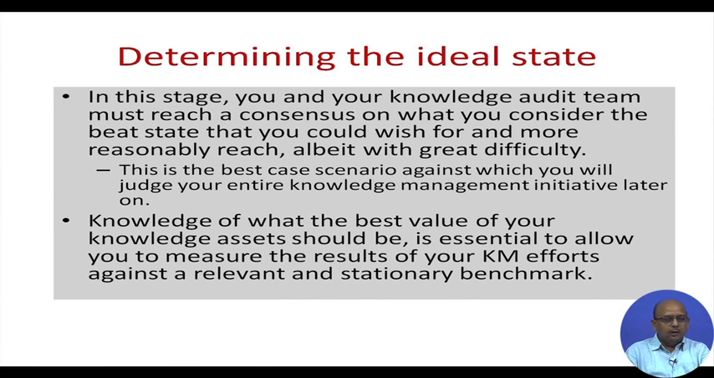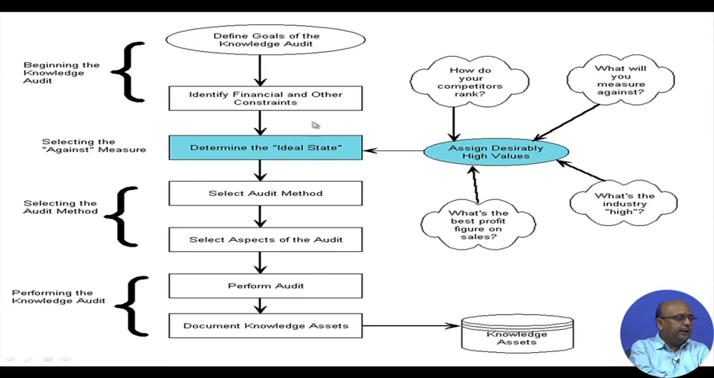Okay. So, the knowledge asset that is available with you, how are you going to create value out of it, and how are you going to see the efforts that you put into the knowledge management system, and how are you going to benchmark it? These are the issues related to this one. Basically, here we are talking about assigning high desirability values, and this is related to, look at your competitors' rank, how will you measure against it, what the industry standards are, what the best profit figures on sales are that you can achieve. So, this is the ideal state that you want to achieve at the next level.